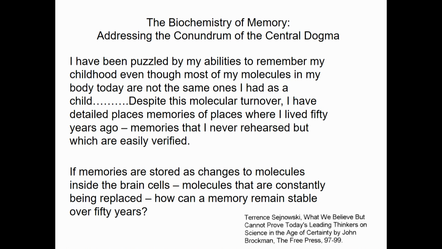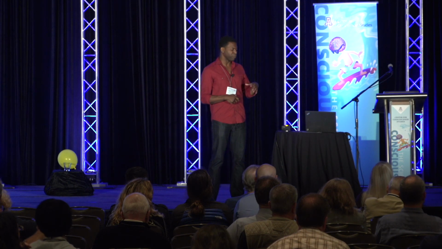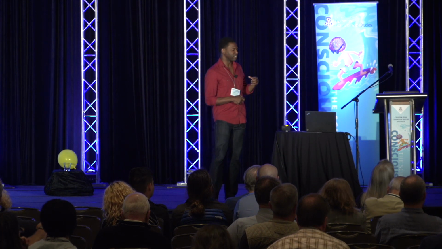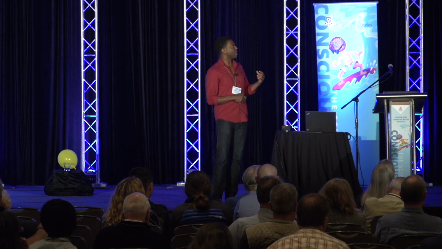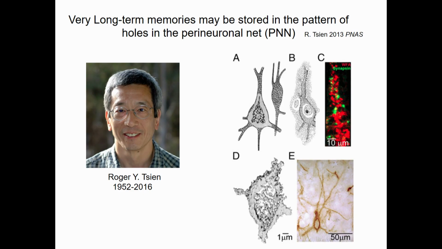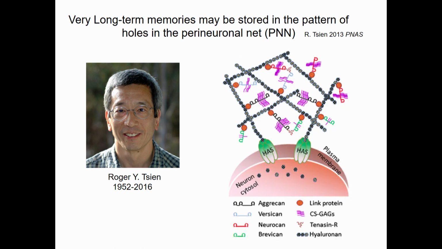And it just so happens that this is a very interesting idea, and he proposed a model. Indeed, what we found later on was that another colleague at UCSD who recently passed, Roger Tsien, who received the Nobel Prize for GFP, proposed that long-lived memories might be stored in the pattern of holes in the perineuronal net. That's basically this extracellular matrix around neurons that is made of a variety of proteins cross-linking within the extracellular matrix.